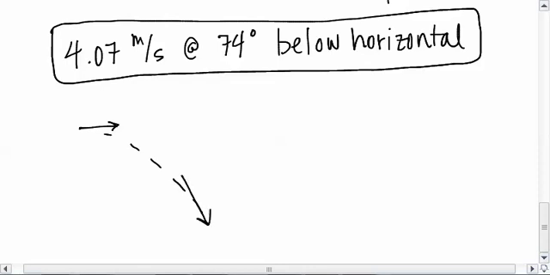So notice that when it hits the ground, is the arrow, is our vector in the X direction? Or is it in the Y direction? Is it above the horizontal or is it below the horizontal? It's below, so that's where we get the below part, below the horizontal.